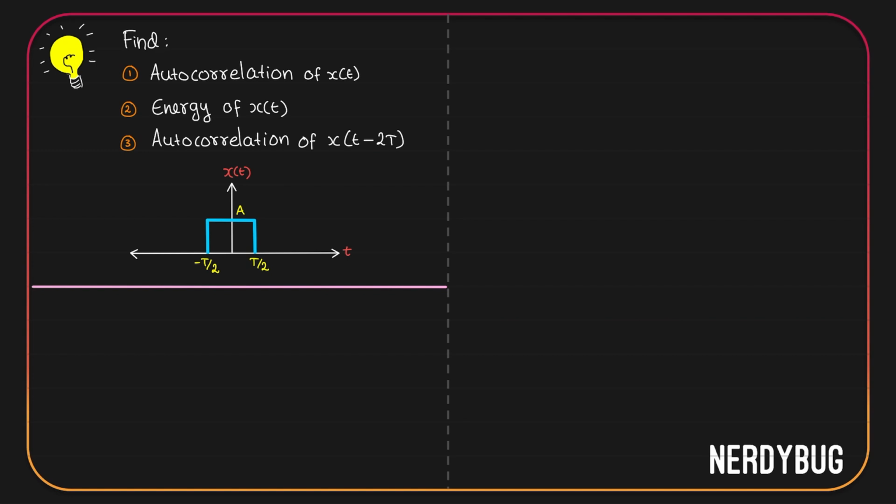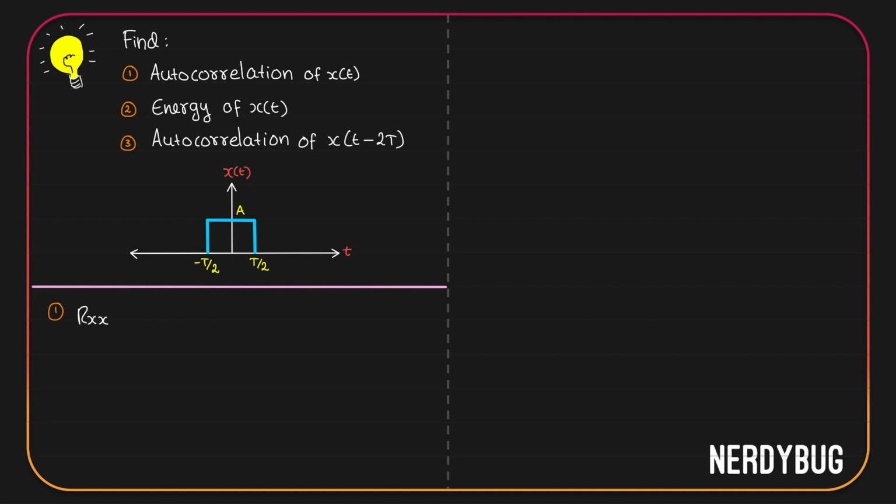Let us solve another question. Here we have x of t, which is a rectangular signal ranging from minus T by 2 to T by 2. Its height is A. We have to find the autocorrelation of x of t. We have to find the energy of x of t and autocorrelation of a shifted version of x of t, that is x of t minus 2T. In this question, we will find autocorrelation of x of t by using graphs itself.